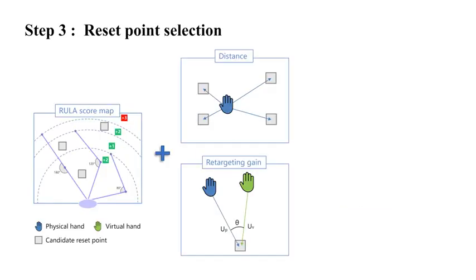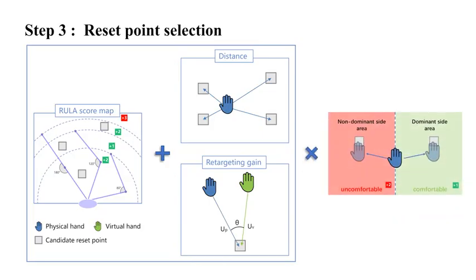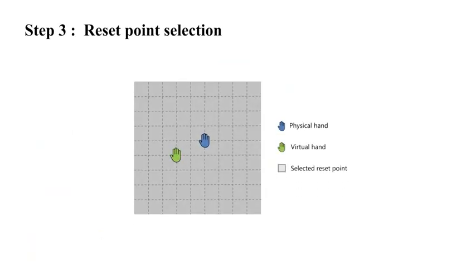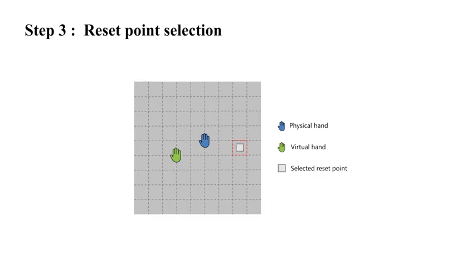Based on the candidate reset points described above, we propose a reset point selection algorithm. For each reset candidate, we first index the RULA score map to determine the RULA score based on its location, then calculate its distance relative to the physical hand, and the retargeting gain of the physical hand and virtual hand relative to candidate reset points. We add the above values as the total score for the candidate reset points. Finally, we multiply the total score of candidate reset points in the dominant side area by a number less than 1 to make it easier to select. Here is an example of selecting a reset point, where the candidate reset point with the lowest total score is selected as the final reset point.